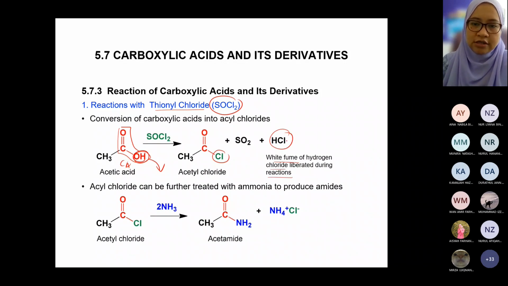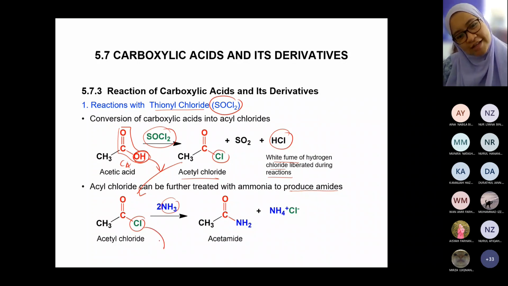This is quite dangerous lah. HCl is acidic kan. Okay, hydrogen chloride. So, maksudnya positive result lah. So OH has been replaced with Cl from SOCl2. And this acetyl chloride can be further treated with ammonia to produce amide. So kan ni daripada sini bawa ke sini. So Cl when you react with NH3, this Cl can be removed out and replaced with NH2.